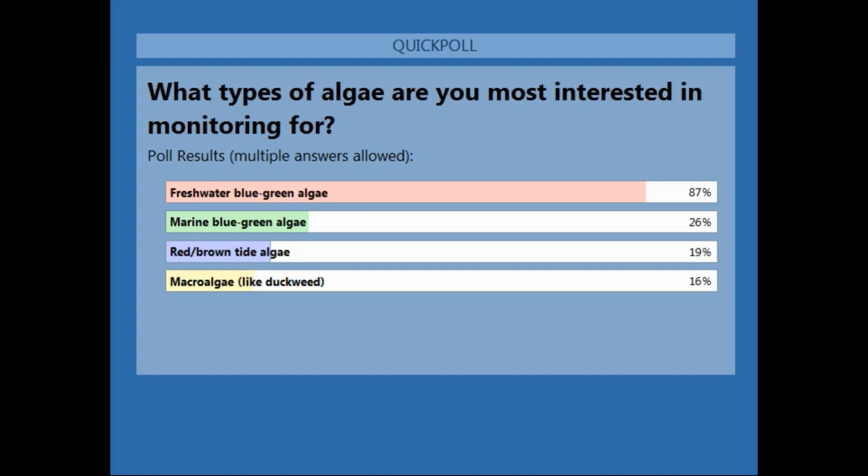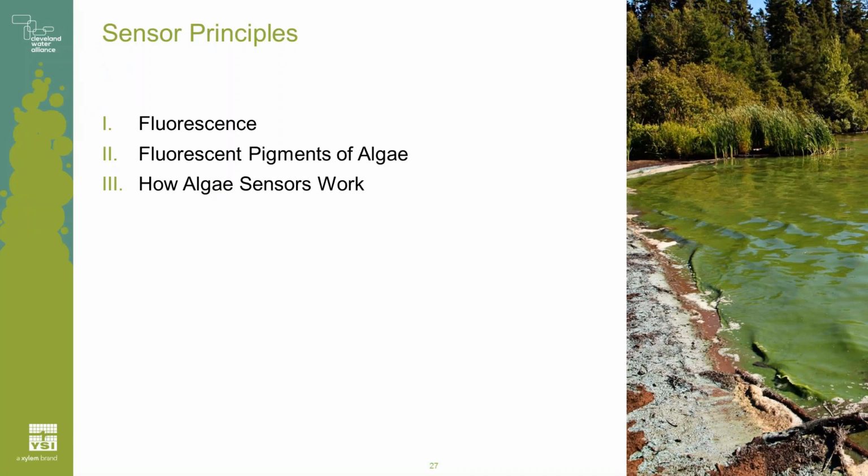Now, one thing I will mention, those of you who are most interested in the macroalgae, the sensors that I'm going to discuss today really do have limited applicability to those macroalgae. So maybe after I explain how these sensors work, it will be apparent to you why that is. So we're going to talk about the principles of fluorescence, which will help us to understand the pigments of algae, which are fluorescent molecules. And fluorescence is really the basis for how not only YSI's algae sensors, but pretty much all algae sensors work in one manner or another.